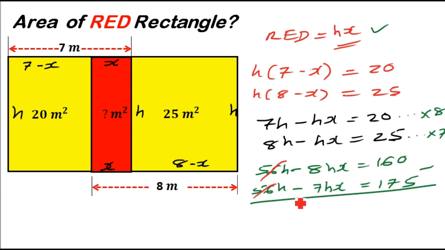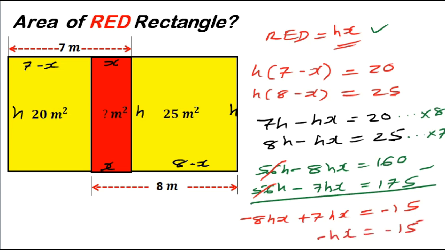So if we find the difference of these two equations, 56h minus 56h is 0, negative 8hx minus negative 7hx. Remember, negative into negative is positive. So you get minus 8hx plus 7hx, equals 160 minus 175, which is negative 15. So negative 8hx plus 7hx is negative hx, equals negative 15.